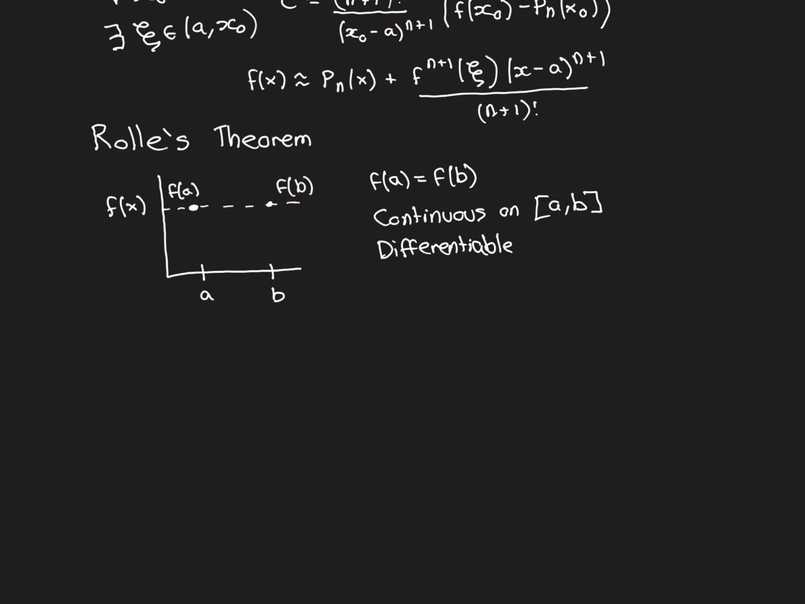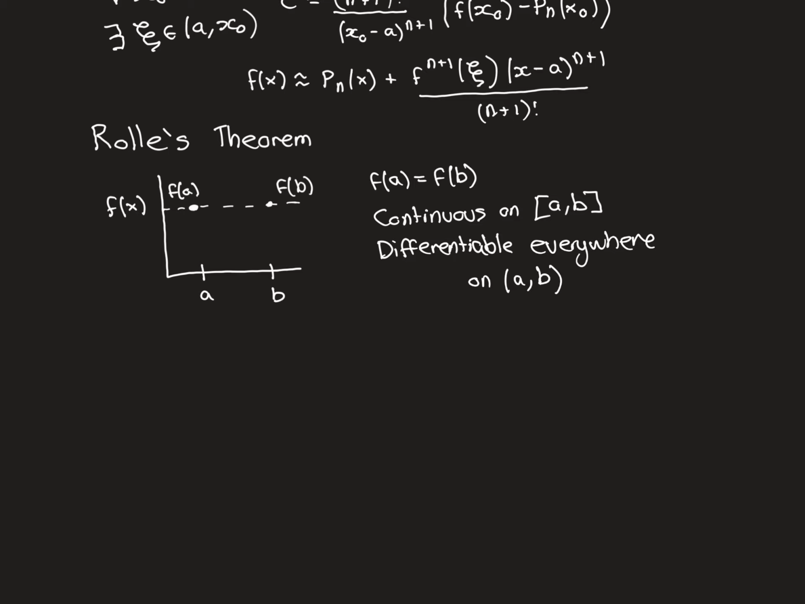If it's only defined, it doesn't need to be differentiable at the two boundaries. It could have corners there. Differentiable everywhere, apart from necessarily at the boundaries. It could be differentiable at the boundaries, but you don't need differentiability at the boundaries for this to hold true. So differentiable everywhere on the interval AB, the open interval AB.